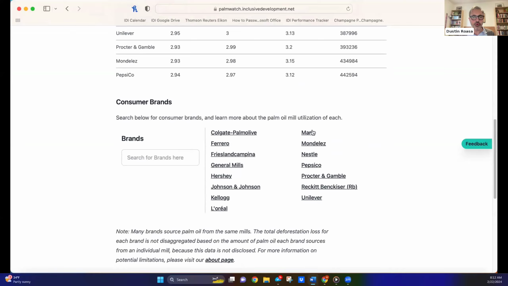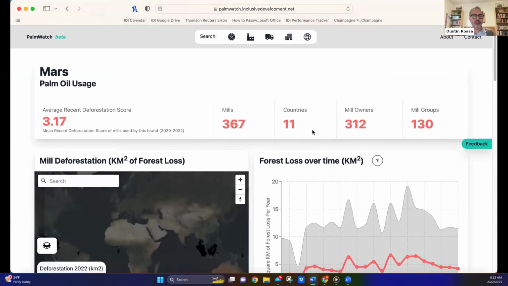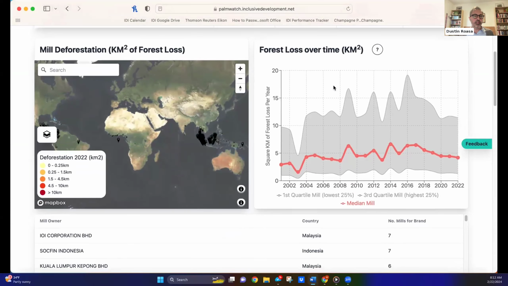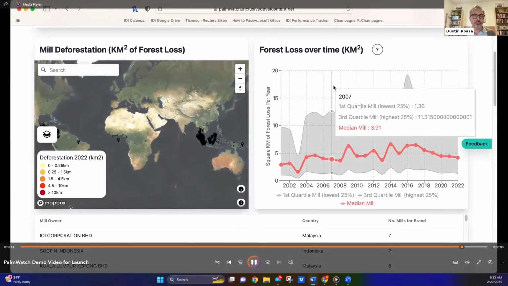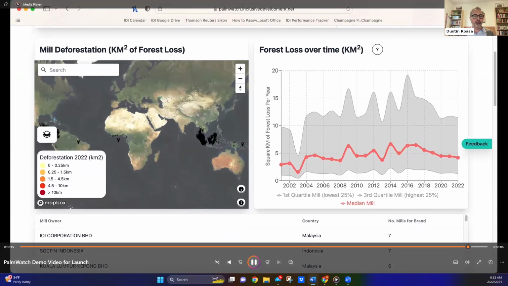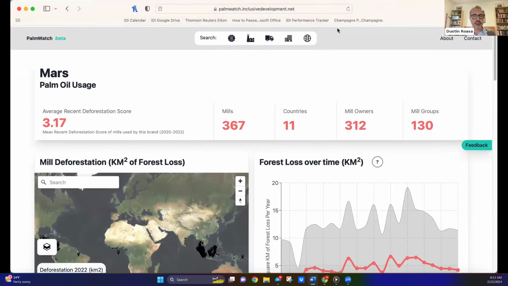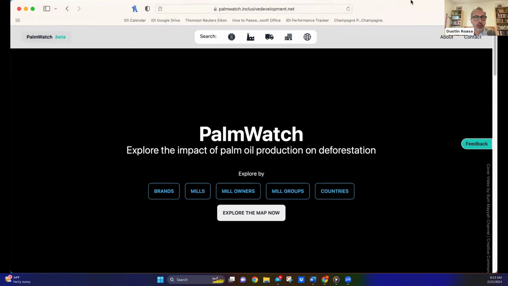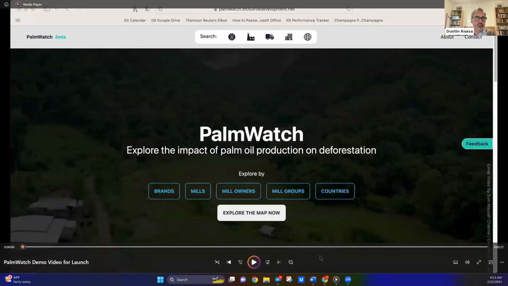So in addition to looking at individual mills, you can also look at the total deforestation profile of an entire consumer brand's palm oil supply chain. And you can drill down on individual brands, and you can see here where they're sourcing palm oil from, and also get a sense of their deforestation footprint based on this view.